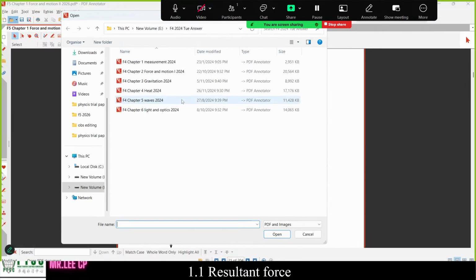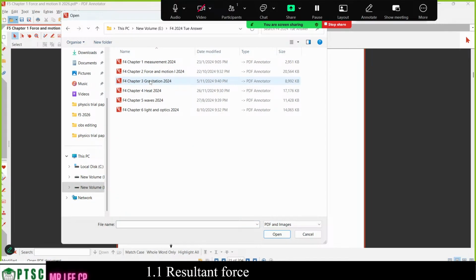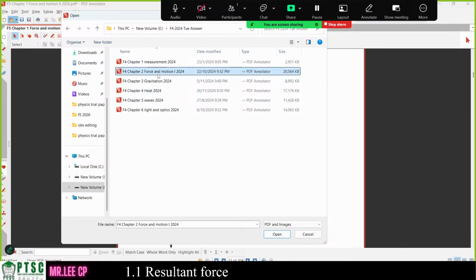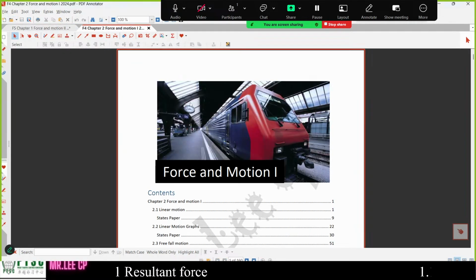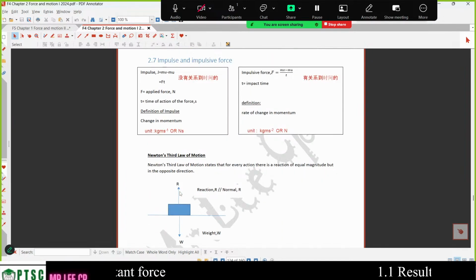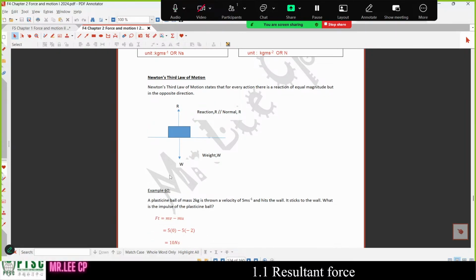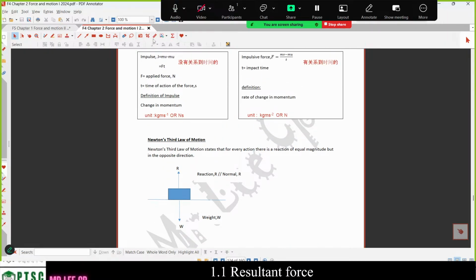Here, we go see the revision in Form 4. Impulse and impulsive force. Okay, here. Newton's third law: for every action, there is a reaction of equal magnitude but opposite in direction. So this one, in Form 4, I taught you a little bit, right? But now we are going to go into detail.